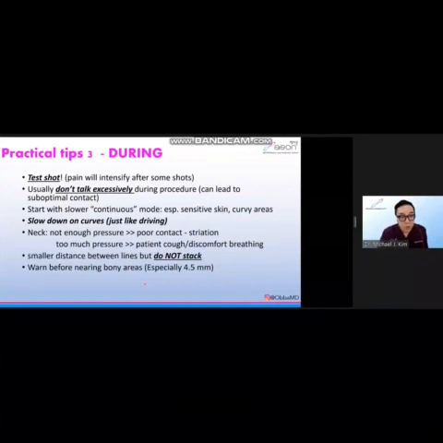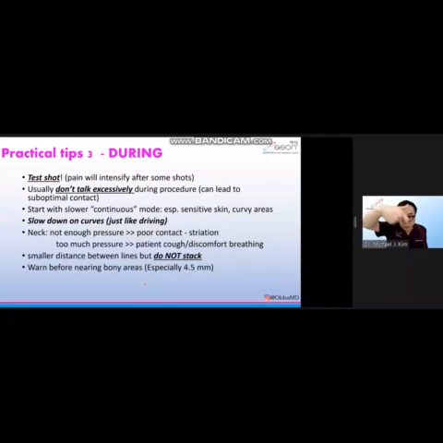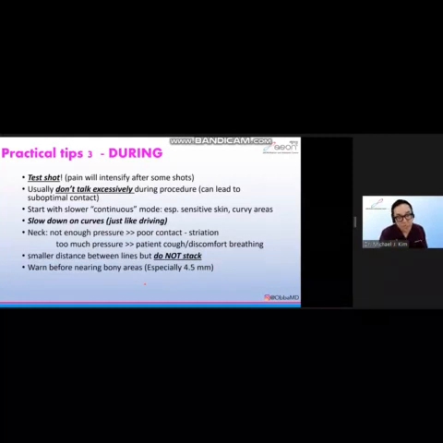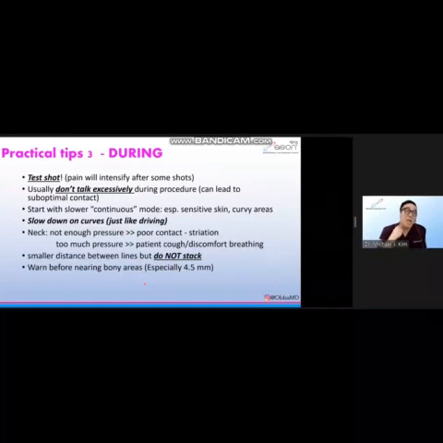And when you're using the continuous mode that fires, as you press the trigger, it will continue to fire. You can set the interval between each shot. Don't be overconfident. Stay home driving. On the neck, if you don't put enough pressure, you're gonna have poor contact and easily get striations. If you put too much pressure, the patient will cough or have discomfort breathing. So you have to practice and have adequate pressure on the neck.